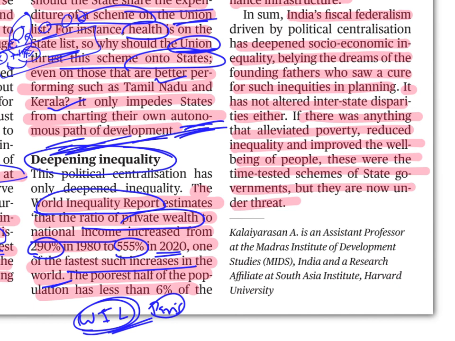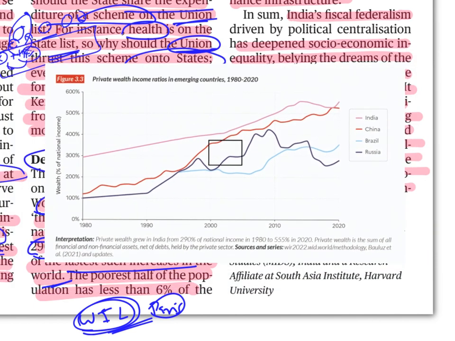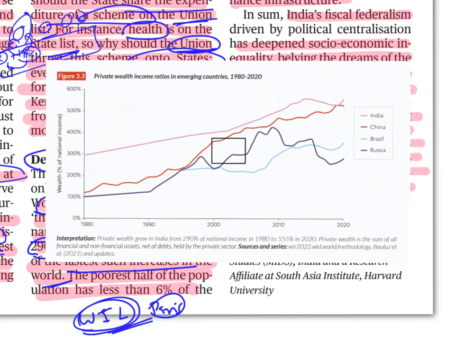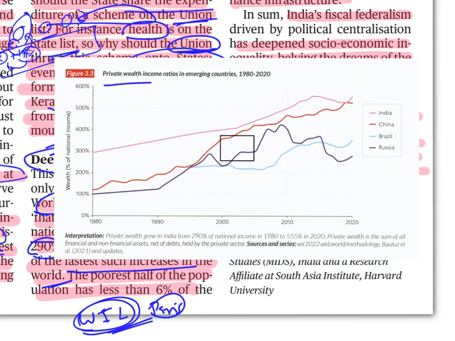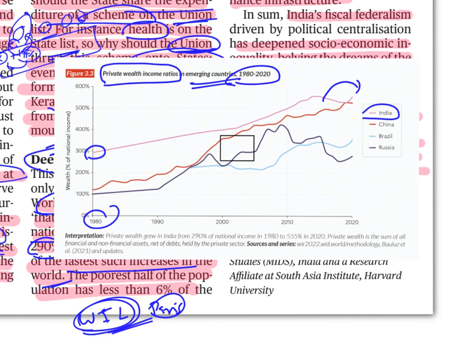Look at this chart. Private wealth to income ratios in emerging countries, 1980 to 2020, and India. This is the chart for India. It used to be around 290% in 1980. Now, in 2020, it became around 550% for India.